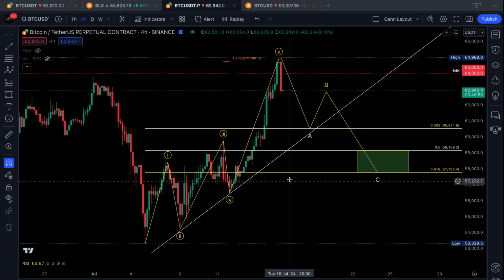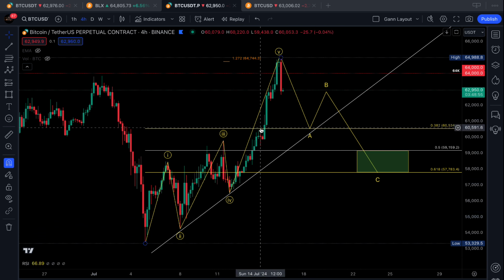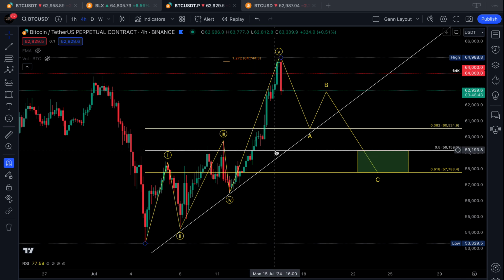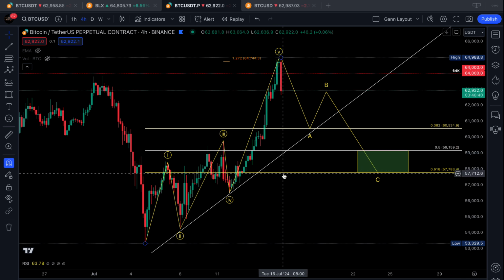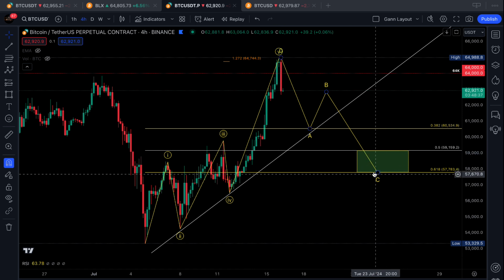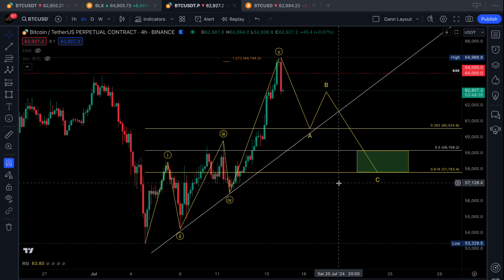What is a target for a wave 2 correction? A shallow wave 2 could go as low as the 0.382, which currently sits at 60,500, more or less at the range low. The most common target is between the 0.5 and the 0.618, which means that the price reversal zone for a wave 2 is between 57.8 and 59.2. If the price moves lower than 57.8, then the case for a deeper correction will get the precedence again.